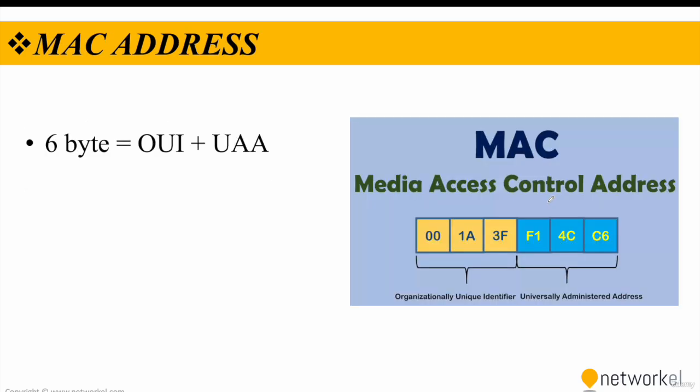So let's continue with the MAC address. A MAC address is a 6-byte unique identifier, that is the important part, assigned to network interfaces for communications at the data link layer, which is layer 2 of the OSI model. MAC addresses are used as a network address for most IEEE 802 network technologies, including Ethernet and Wi-Fi. Logically, MAC addresses are used in the Media Access Control protocol sublayer of the OSI reference model.